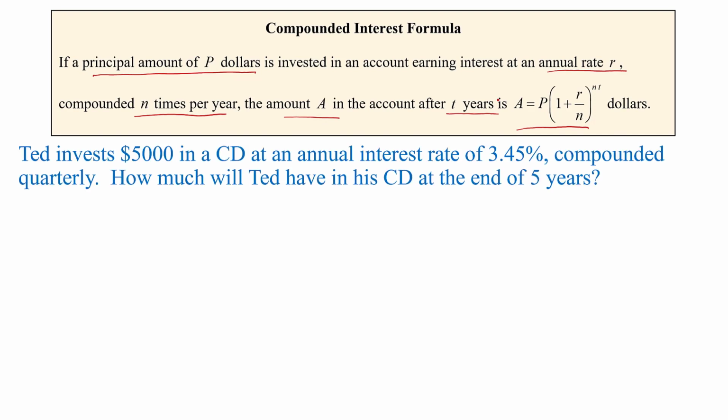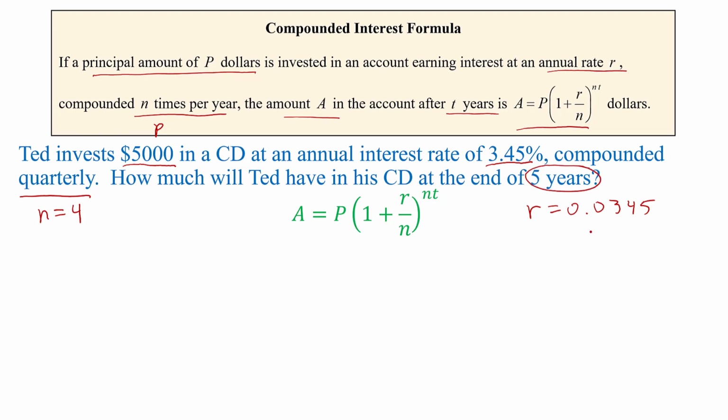If Ted invests $5,000 in a CD at an annual interest rate of 3.45%, compounded quarterly, we're going to figure out how much Ted will have in his CD at the end of 5 years. In this first example, we have A equals P times 1 plus r over n, raised to the nt. If he invests $5,000, that's going to be the principal. An interest rate of 3.45% tells me that r here will be equal to 0.0345. Then compounded quarterly, 4 times a year, we have n equals 4. And we're looking at how much Ted will have at the end of 5 years.